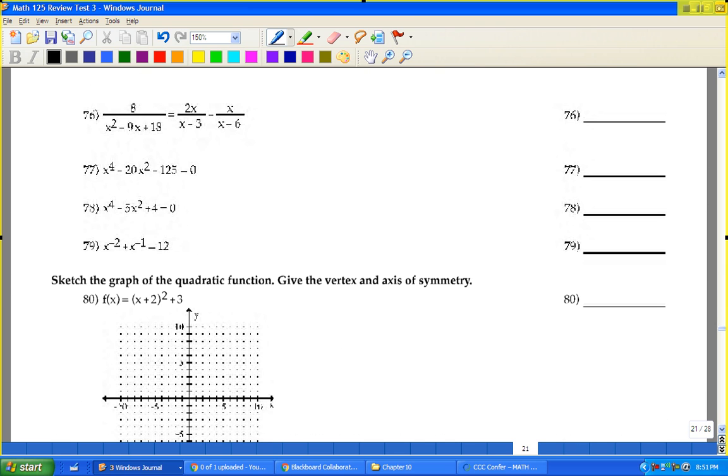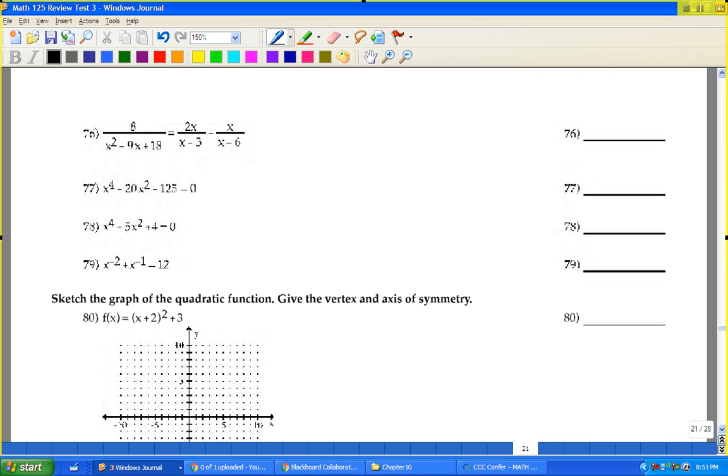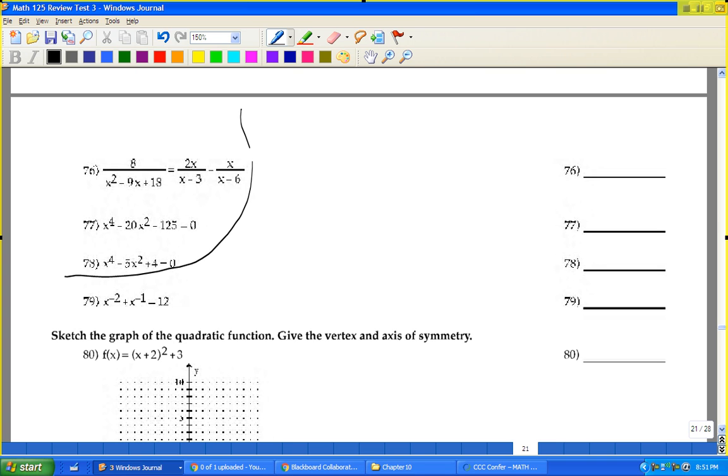Okay. Let me do problem number 79. So I'll probably just do it here, since I have space. So I'll do problem number 79. So I have 1 over, well, x to the negative 2 plus x to the negative 1 equals 12. So let me multiply both sides of my equation by x squared. And so you get 1 plus x equals 12x squared. Subtract x, 1 from both sides of your equation.